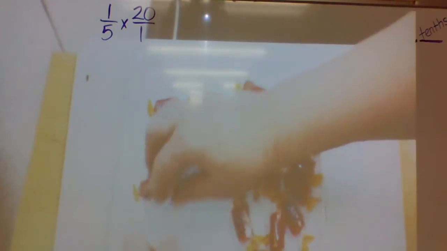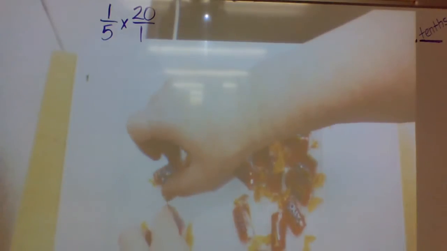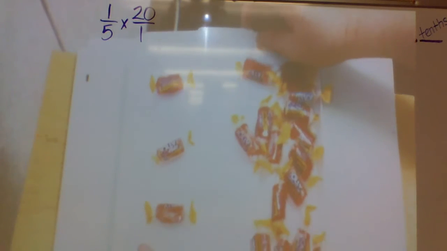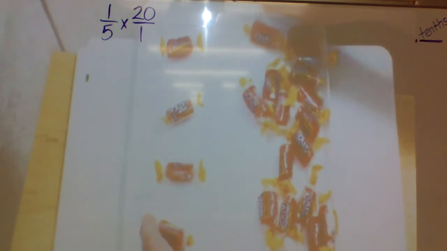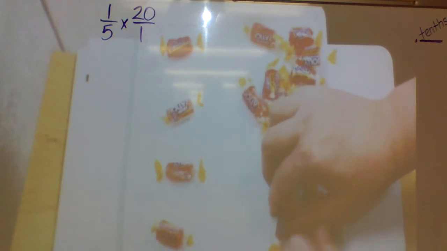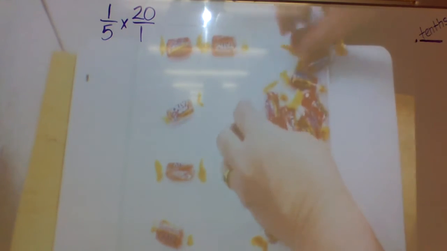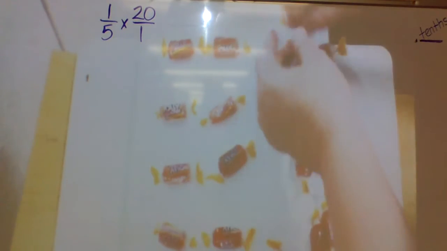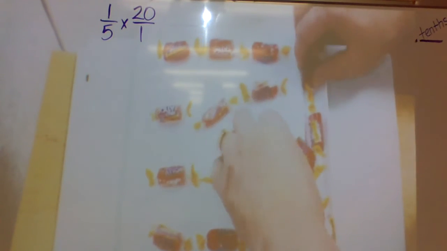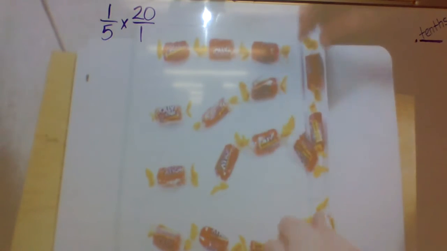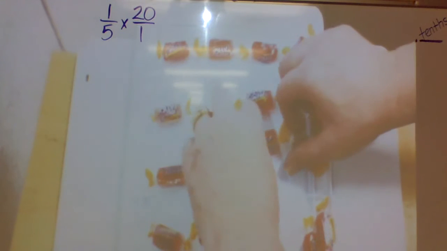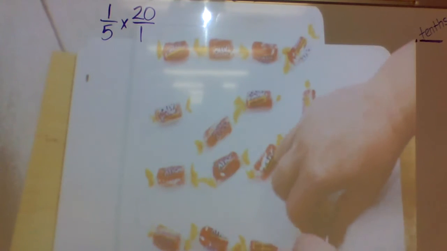1, 2, 3. Oh, they're not very cooperative. 1, 2, 3, 4. Oops, I'm going off the page, aren't I? 1, 2, 3, 4, 5. Okay, then 1, 2, 3, 4, 5 makes 10. 1, 2, 3, 4, 5 makes 15. And 1, 2, 3, 4, 5.